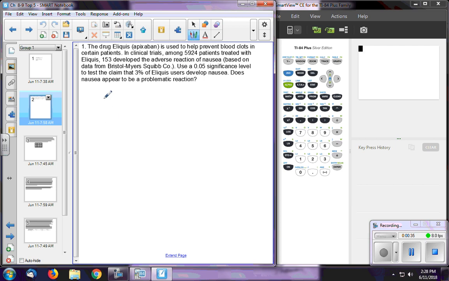Being that they asked us to test this claim, we want to start by setting up our hypothesis test. Most important piece is always that you do clearly label your null and alternative hypothesis. Our null hypothesis is going to be that the proportion is in fact 3%, with our alternative hypothesis being that the proportion is not equal to 3%.